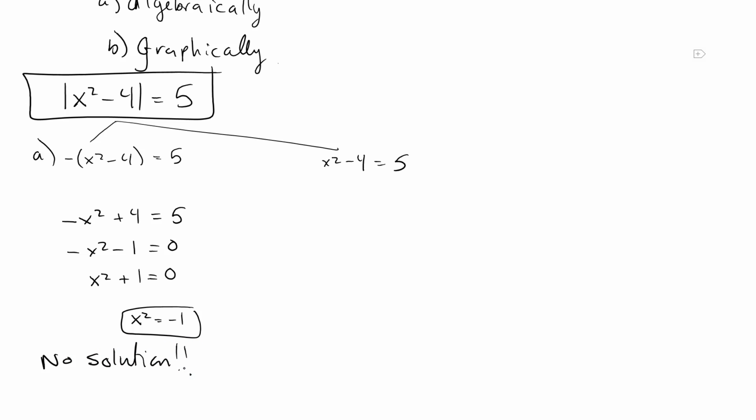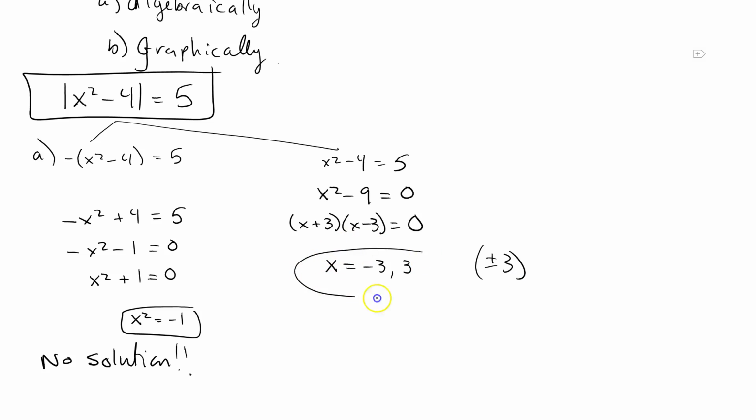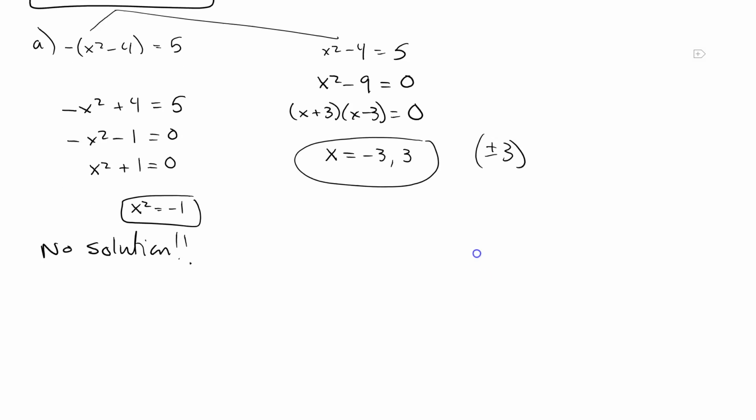Let's go over to the other one. So we're going to subtract 5 from both sides. X squared minus 9 equals 0. Now we're going to solve it. Well, we're going to factor it first. X plus 3, x minus 3, because it's a difference of squares, equals 0. So therefore we know that x equals negative 3 or positive 3. Another way we could have written it is positive or negative 3. So there are two solutions. Now when we're asking for the solutions of an equation, we're asking for the x values. So that's going to be helpful when we start doing this equation graphically.